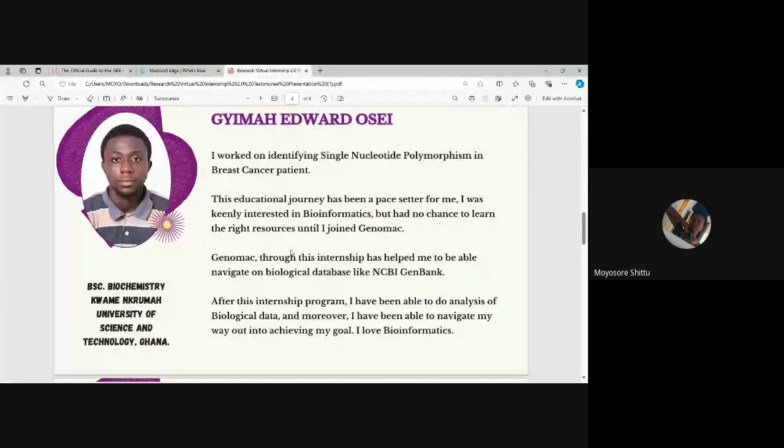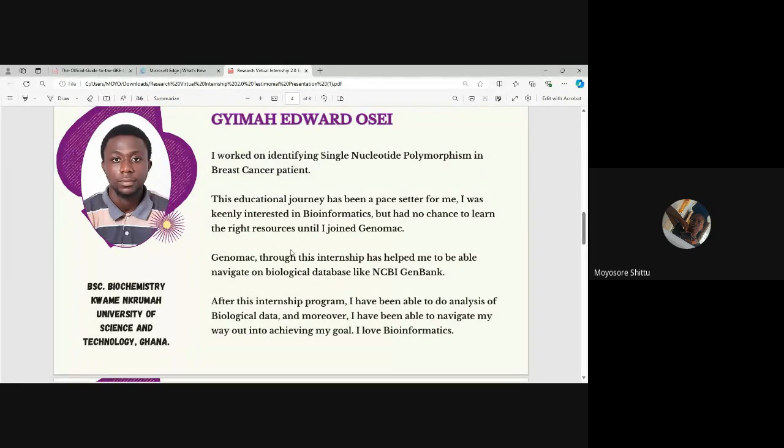I worked on identifying single nucleotide polymorphism in breast cancer patients. This educational journey has been a pace setter for me. I was keenly interested in bioinformatics, but had no chance to learn the right resources until I joined Genomac. Genomac, through this internship, has helped me to navigate biological databases like NCBI GenBank. After this internship program, I have been able to do analysis of biological data, and moreover, I have been able to navigate my way into achieving my goal.